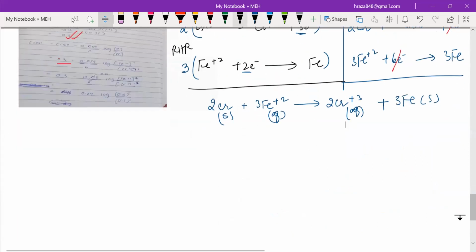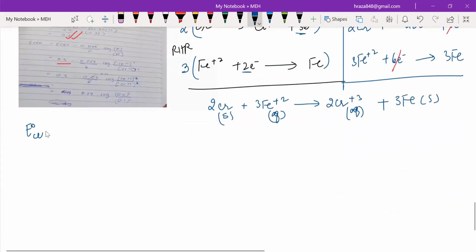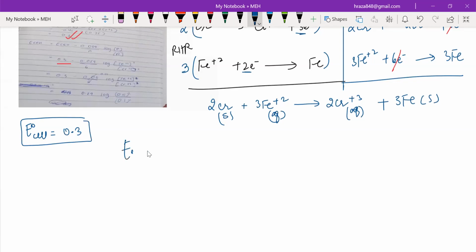One thing you have done correctly is your E naught cell, which is 0.3. So I'm directly going to take it as 0.3, right? Yes, sir. Now, I'm going to apply the Nernst equation, which has a formula that you told me. E cell is equal to E naught cell minus 0.059 over n. Now, what is the number of electrons? 6. And what you have taken? 6. That is good. 6, log of product. Now you can see this is your solid, so you are going to neglect it, but the rest part you are going to take.